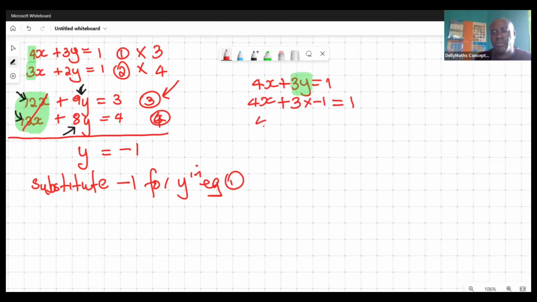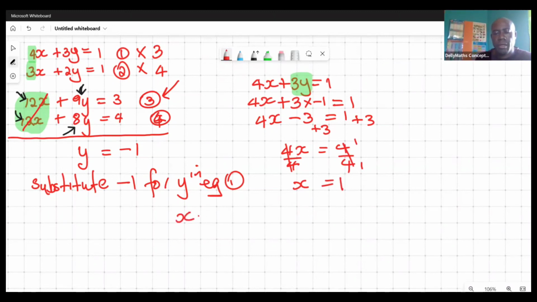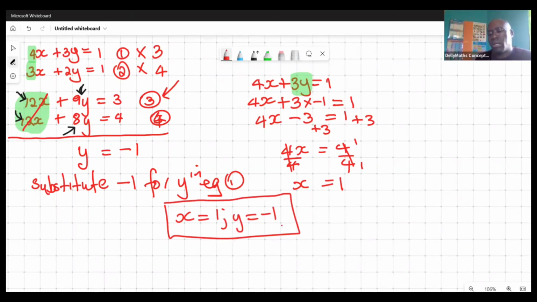In simplification, 4x minus 3 is equal to 1. Now we're going to be adding 3 to both sides. We're solving for x. 4x is now equal to 4. And if we divide by 4, x is equal to 1. Conclusion, x is equal to 1. Y is equal to -1. So what this means is that if we look at the graph, these two lines will cross each other at the coordinate 1, -1. Let's take a look.